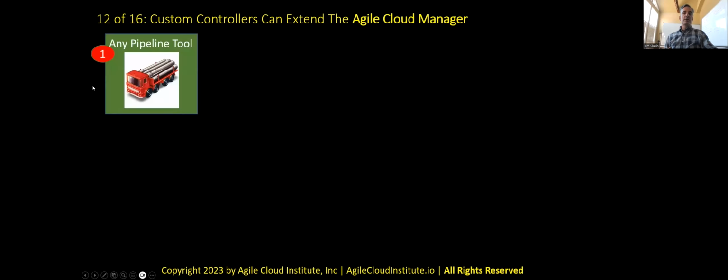As you recall from other slides, the workflow for the Agile Cloud Manager begins with any pipeline tool. Now, you can also, of course, use a dev box during the development phase. You can run it from your laptop. You can run it from a virtual machine someplace. But by the time you get into your CI/CD pipeline, any pipeline tool is going to be the source of the initiation of each run of the Agile Cloud Manager.